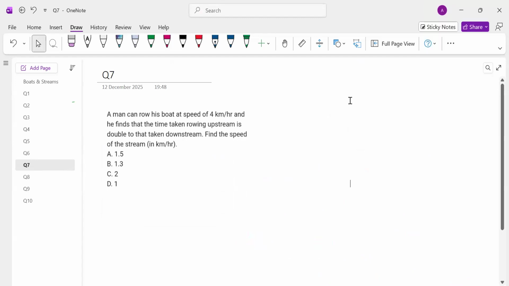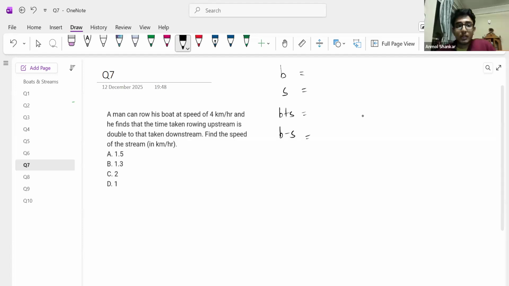A man can row his boat at speed of 4 km per hour, and he finds that the time taken rowing upstream is double to that taken downstream. Find the speed of the stream in kilometer per hour. So what is given in the question?